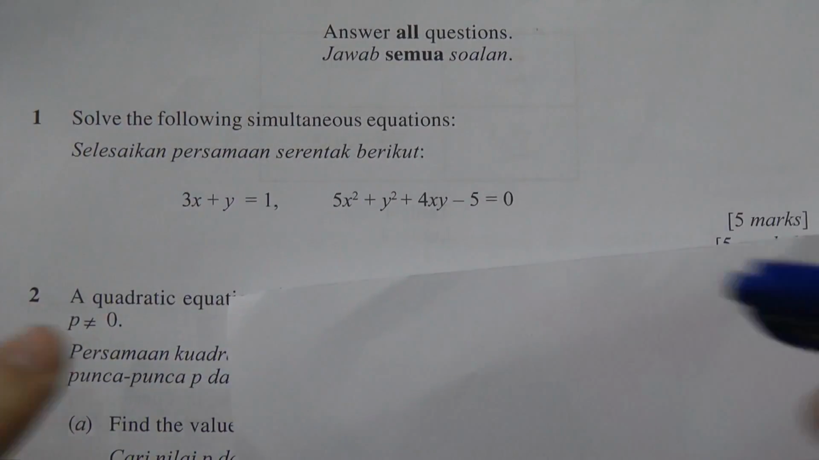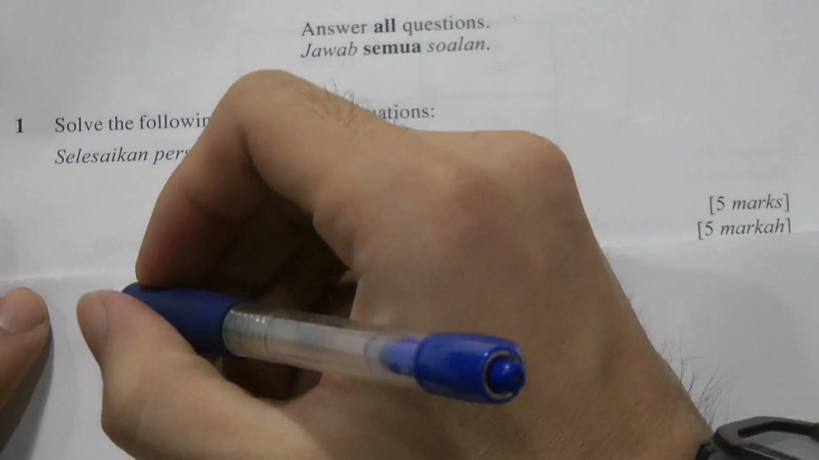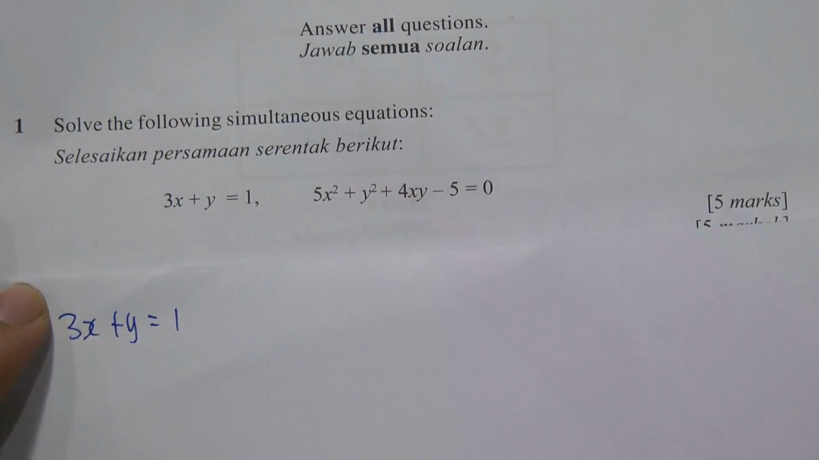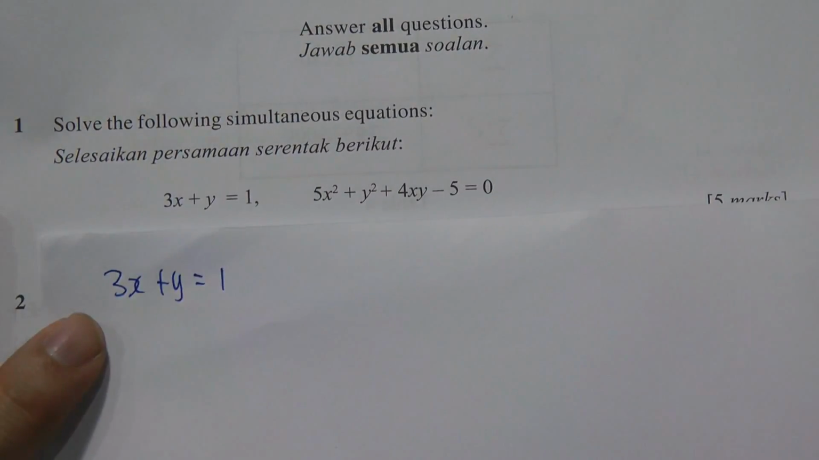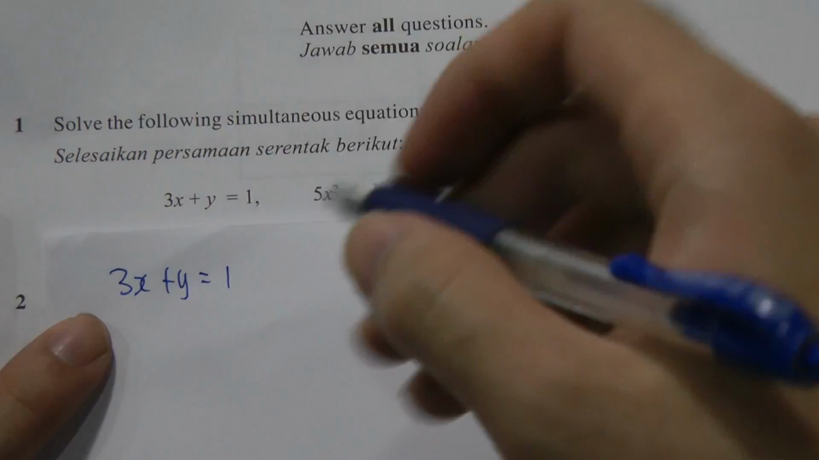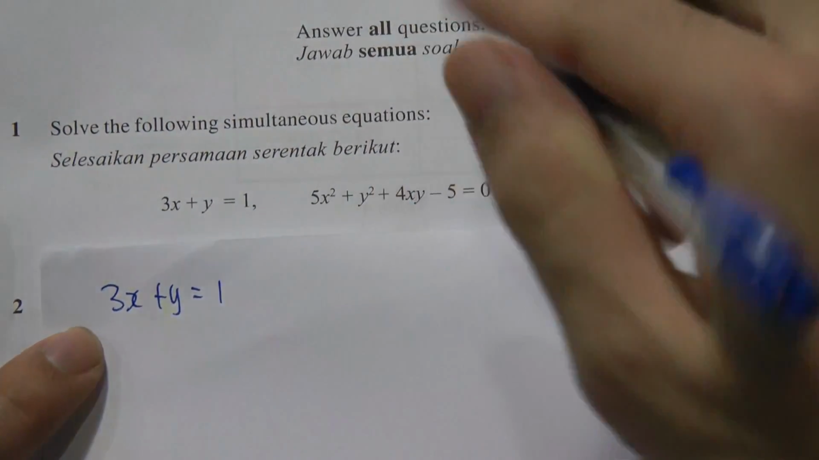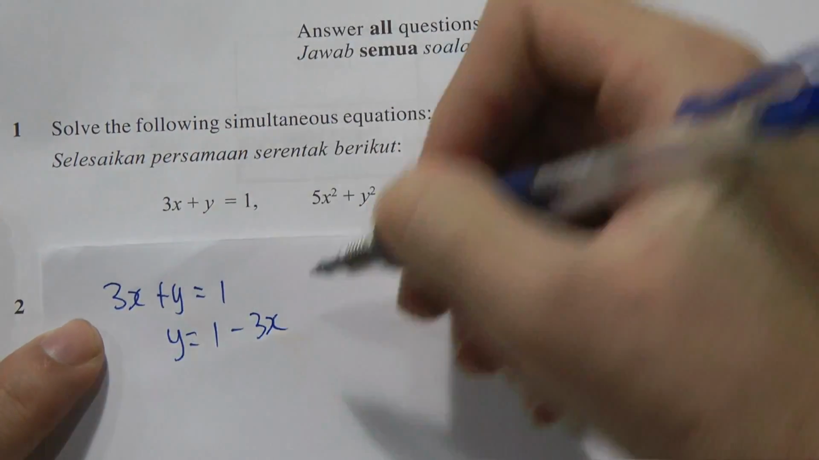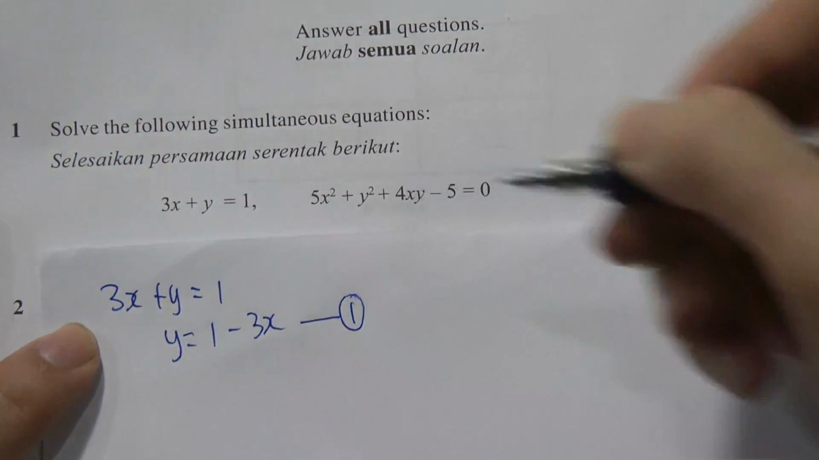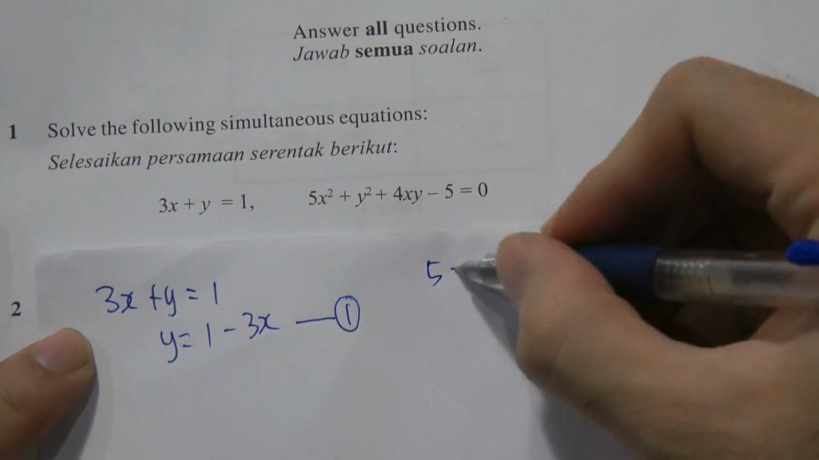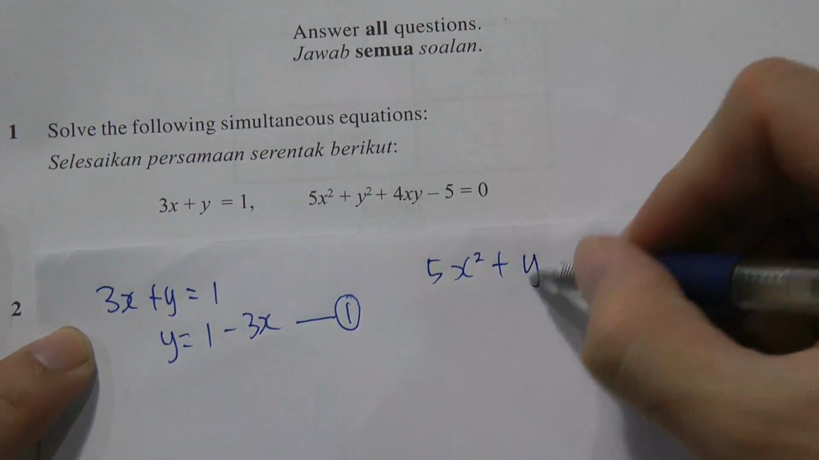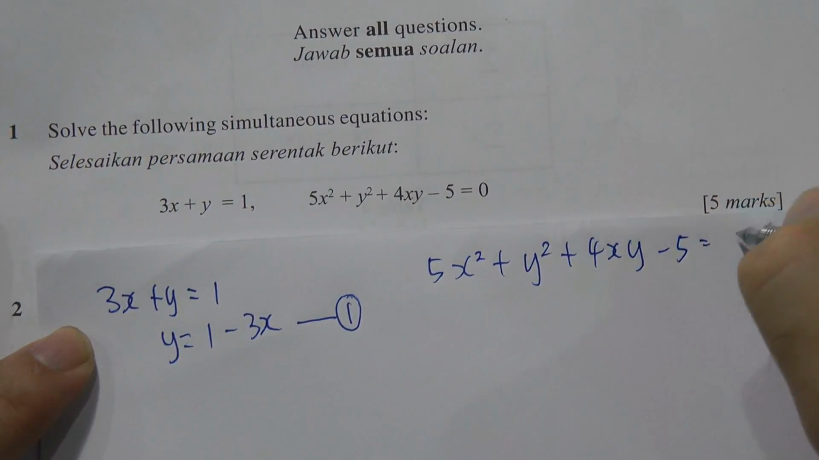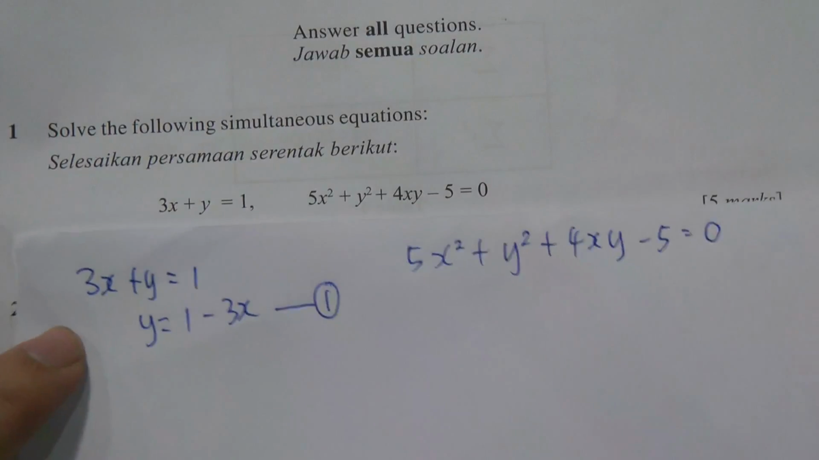I write down the equation here. First, 3x plus y equals 1. First thing, I want to find the value of y, then I can substitute y back into the other equation. So y equals 1 minus 3x. This is the first equation I got. The second equation given is 5x squared plus y squared plus 4xy minus 5 equals 0.